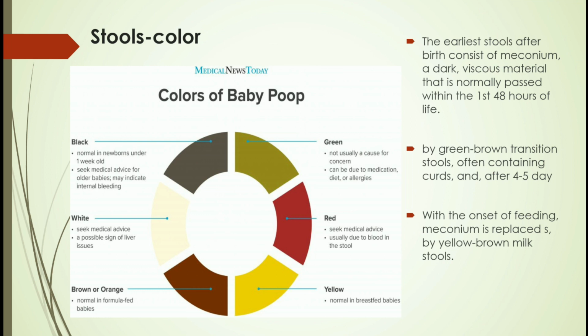Okay, it can be due to some medication, so we will take a little history about medications. If the child is taking some medication, we will counsel the parents. Normally when they stop the medicine, the color of the stool will change. Yeah, if the color of stool is red, it needs medical advice, because usually it is due to blood in the stool, which is never physiological, right. Yellow stool is normal in breastfed babies. Brown or orange is also normal in formula fed babies.